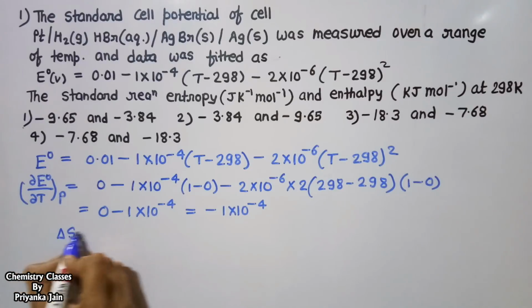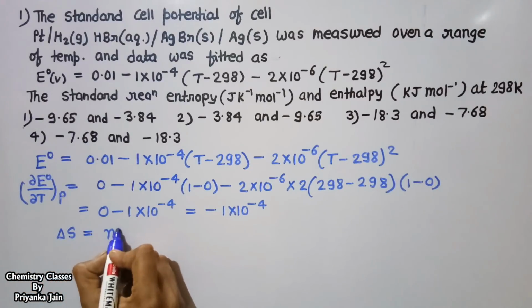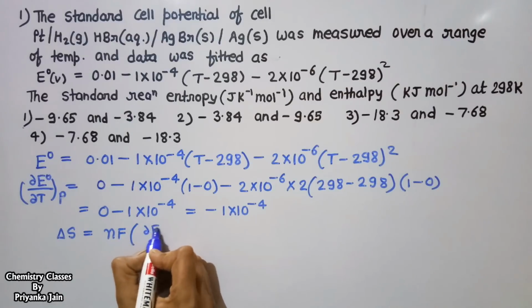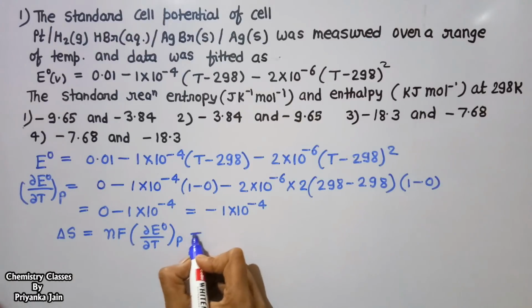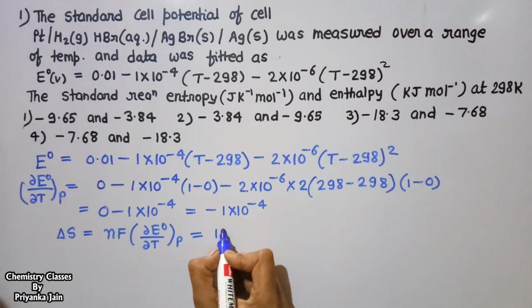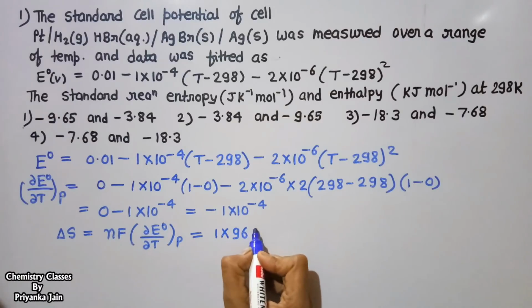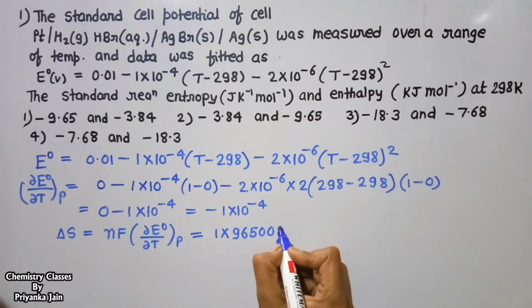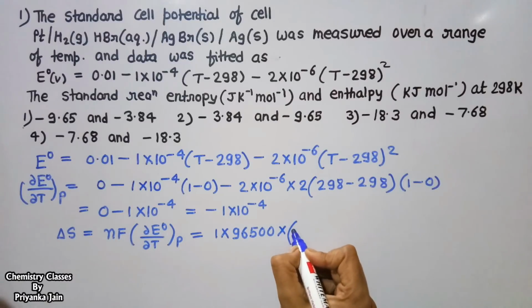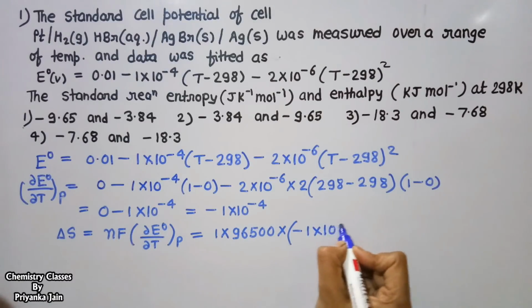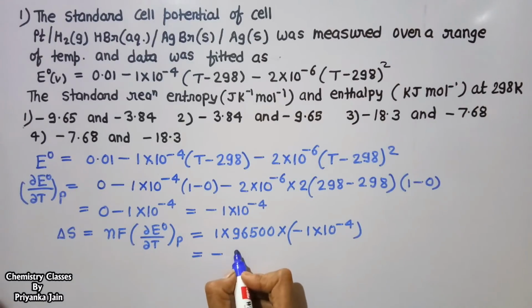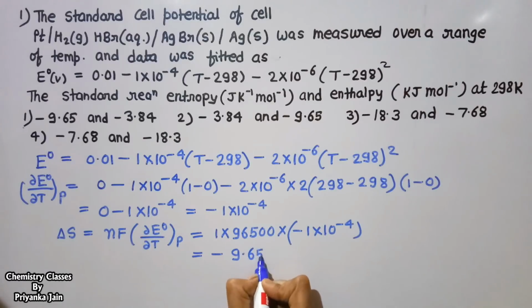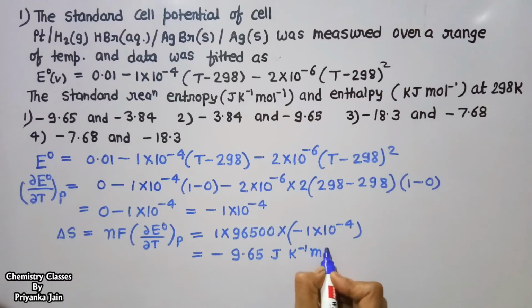Now we have to find the value of del S, that is given by the formula nF dou E naught upon dou T at constant pressure. We will put in the values. n's value is 1, Faraday's value is 96,500, and the value we found is minus 1 into 10 to power minus 4. So our value comes to minus 9.65 joule per Kelvin per mole.